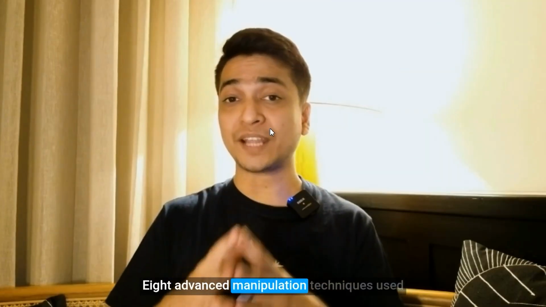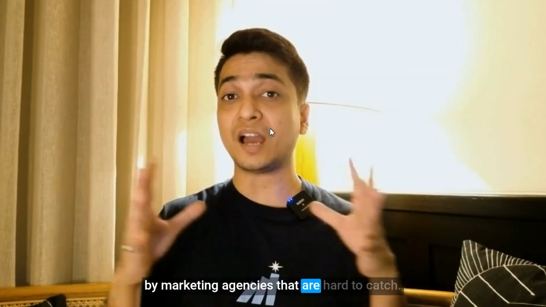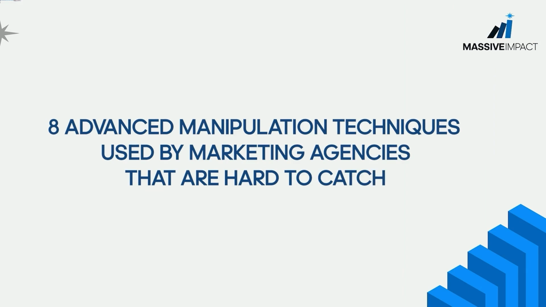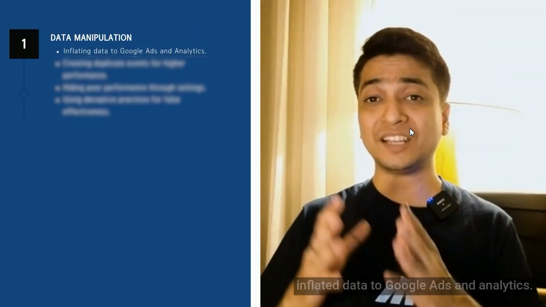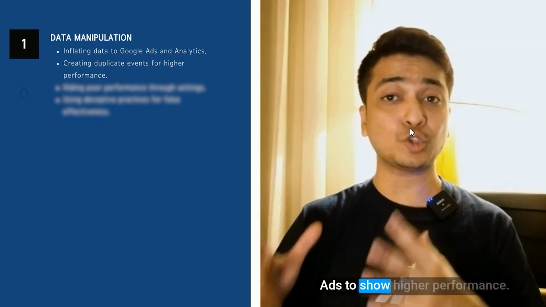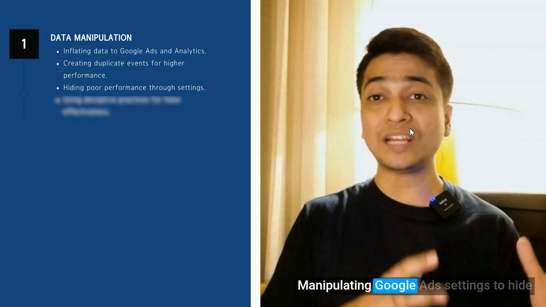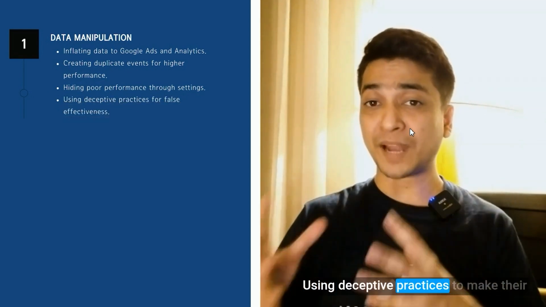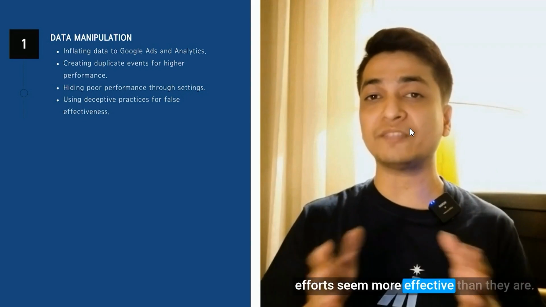8 advanced manipulation techniques used by marketing agencies that are hard to catch. Number 1. Data manipulation. Manipulating website code to pass inflated data to Google Ads and Analytics. Creating duplicate events in Google Ads to show higher performance. Manipulating Google Ads settings to hide poor performance or fabricate success. Using deceptive practices to make their efforts seem more effective than they are.